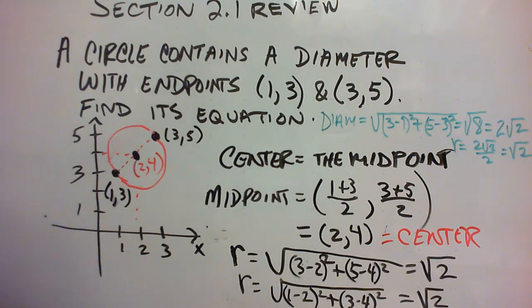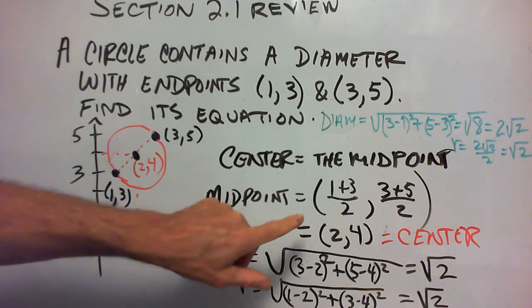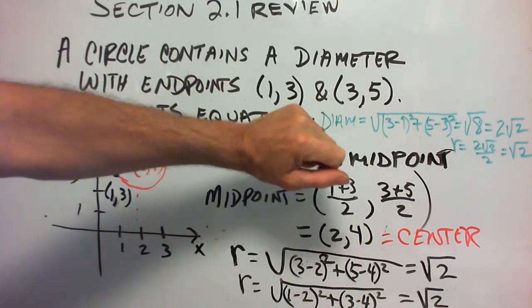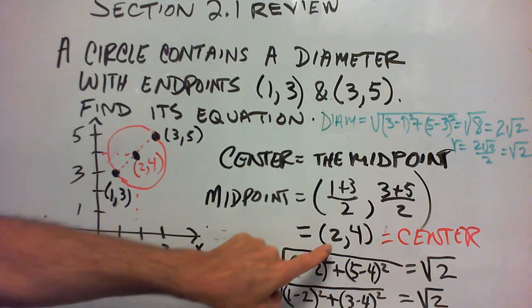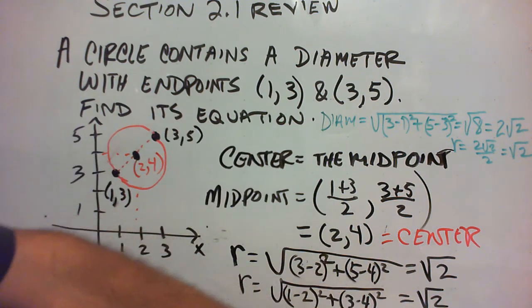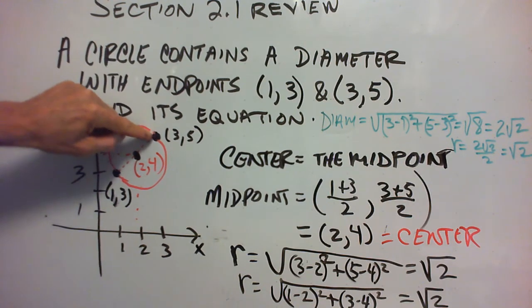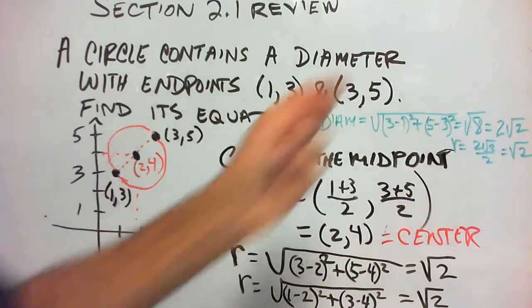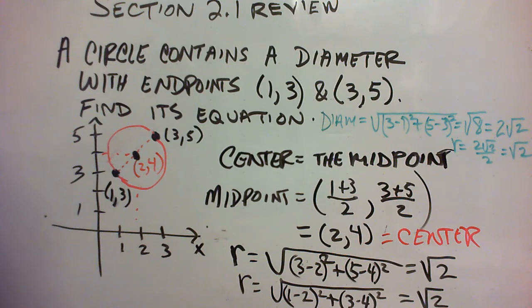I'm showing all three methods here. We can find the radius by taking the distance from (2, 4) to (3, 5), and we get square root of 2. We can find the radius by taking the distance from (2, 4) to (1, 3), square root of 2. Or if we find the diameter, the distance from diameter endpoint to endpoint, we get the square root of 8, which is 2 square roots of 2, but when we divide it by 2, we get square root of 2. So all three of those methods give you the square root of 2.